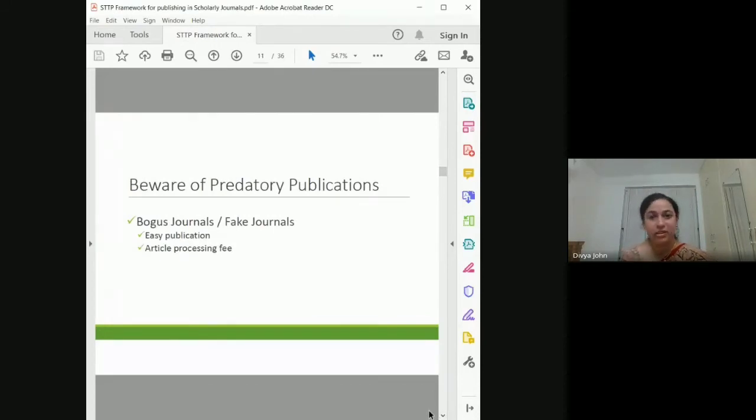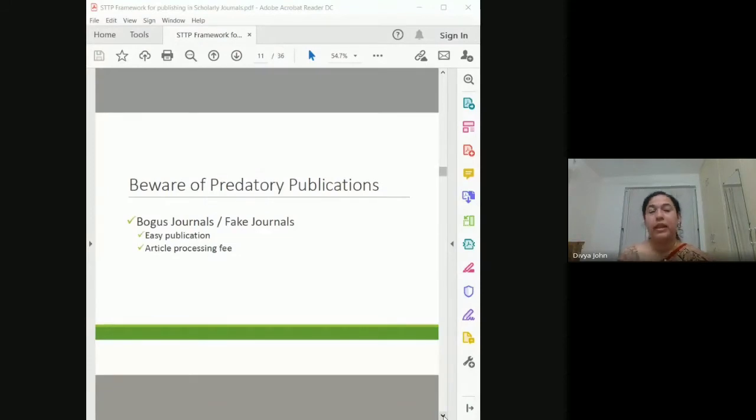As researchers, something that all of us should be warned of is predatory publications. You can identify whether a publication is a fake or a bogus publication. They would offer you easy publication. That's the first thing. And there will be a huge article processing fee. So that's outright cheating the authors.